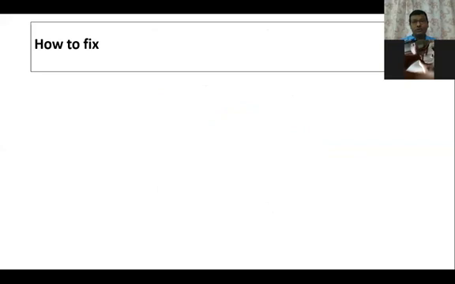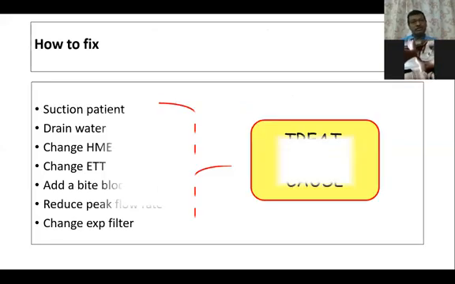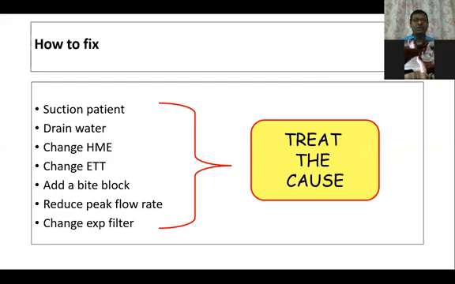And how you are going to fix it, I'm not going to go into details. You just have to identify the cause, which we discussed earlier, and correct the cause.